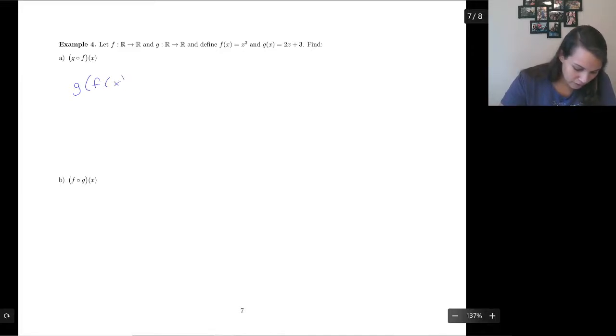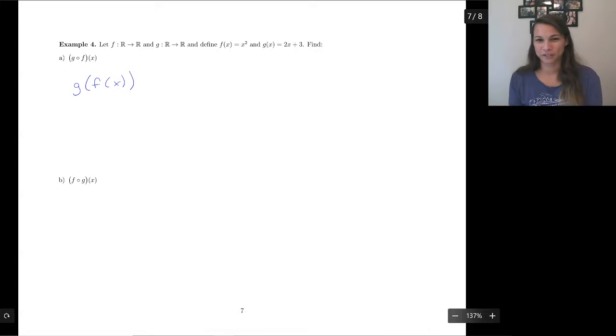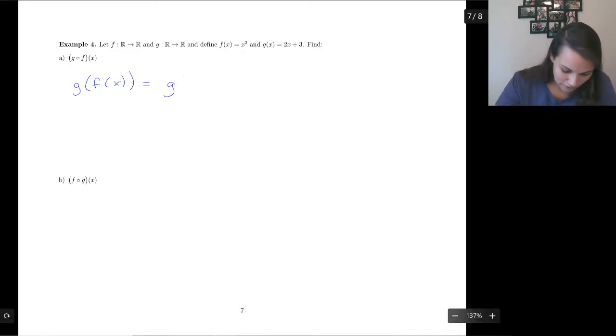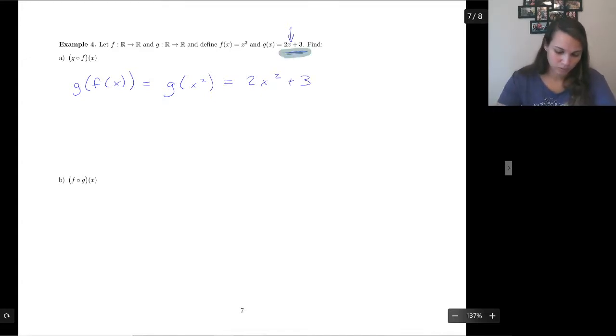I personally, first thing I do is I always write it like that. It's easy to remember because g and f stay in the same order, and it's just much easier for my brain to think about. Okay, so what was f of x? That was x squared. So everywhere in g that I have an x, I'm just going to stick in an x squared.